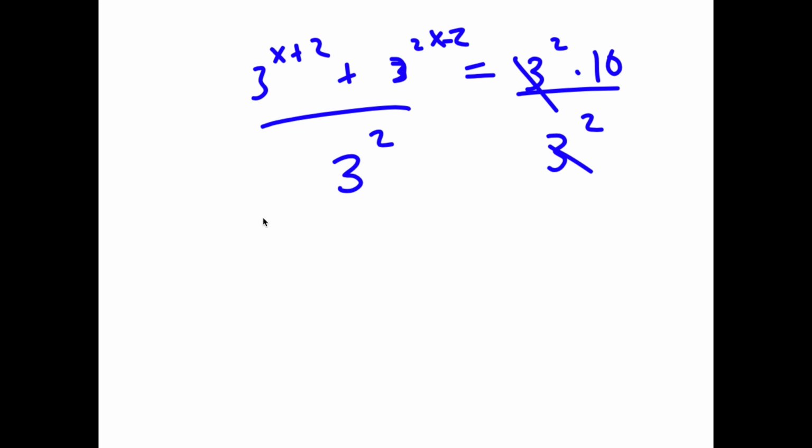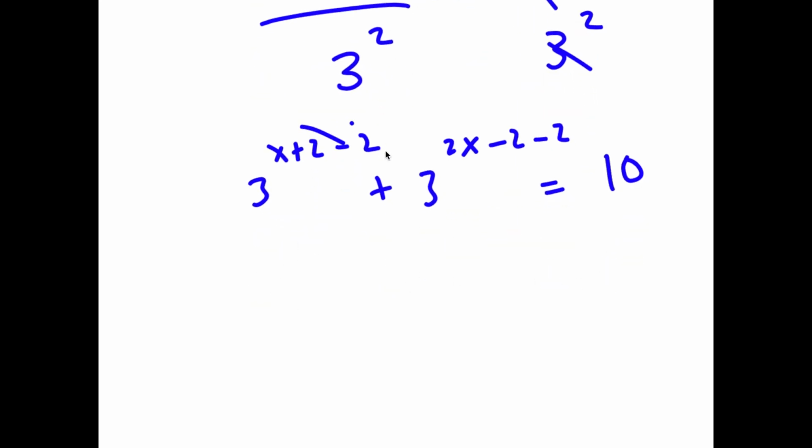3 to the power of x plus 2 over 3 to the power of 2, that's the same thing as 3 to the power of x plus 2 minus 2, plus 3 to the power of 2x minus 2 over 3 to the power of 2, that's the same thing as 3 to the power of 2x minus 2 minus 2, which is equal to 10. The 2 and negative 2 cancel out, so I have 3 to the power of x plus 3 to the power of 2x minus 4 is equal to 10.